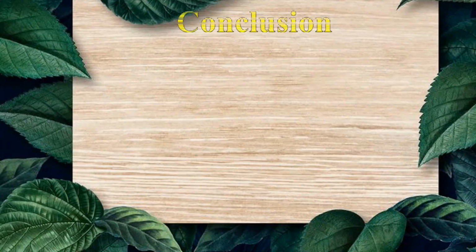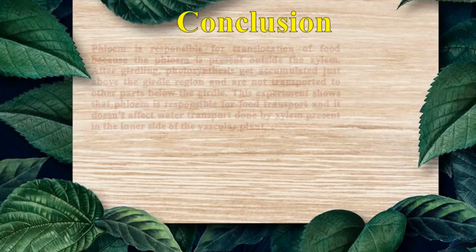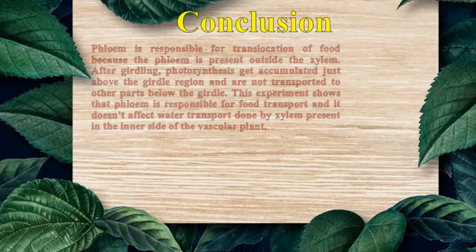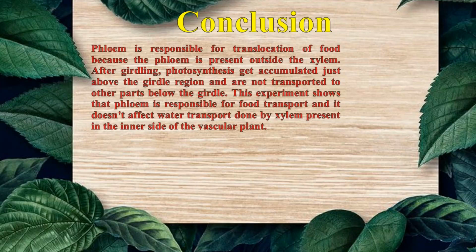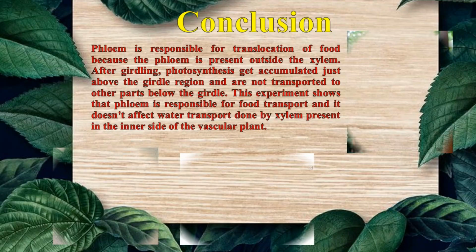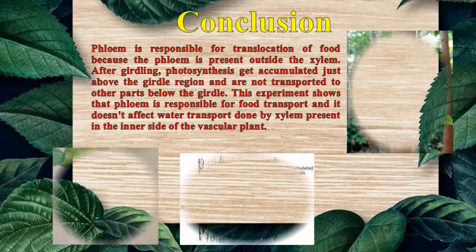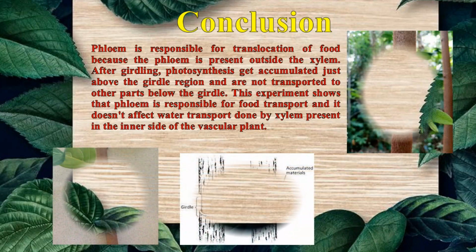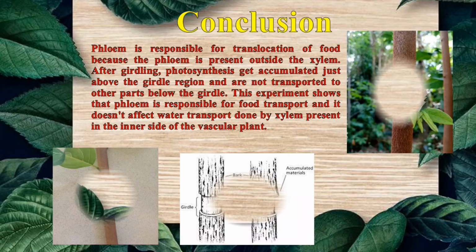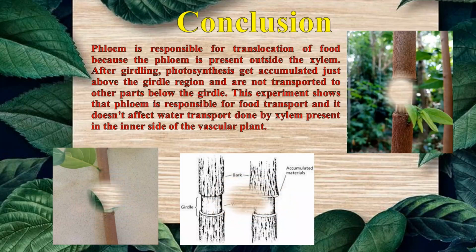We reached the conclusion that phloem is responsible for the translocation of food because the phloem is present outside the xylem. After girdling, photosynthates get accumulated just above the girdle region and are not transported to the other parts below the girdle. This experiment shows that phloem is responsible for the food transport and it doesn't affect water transport done by the xylem present on the inner side of the vascular plant.